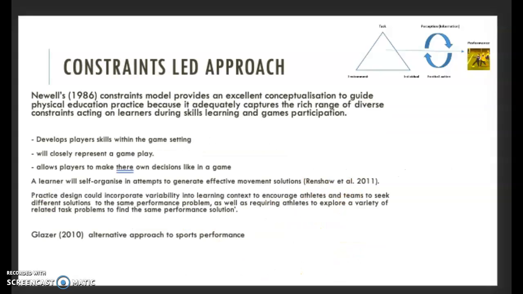A bit more on the constraints-led approach. It was by Newell in 1986. The constraints model provides an excellent conceptualization to guide physical education practice because it adequately captures the rich range of diverse constraints acting on learners during skills learning and games participation.